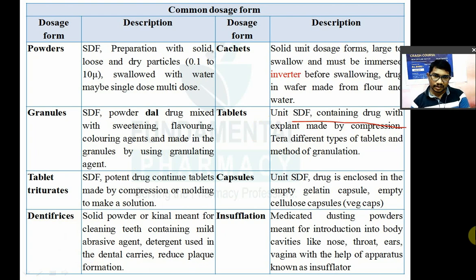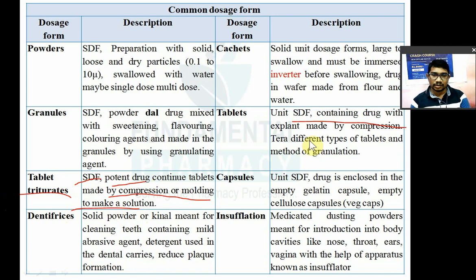Now next one is a capsule. Next one is a tablet triturate. You should know this. What is this? It is again a solid dosage form. A tablet containing a potent drug, made by compression or molding to make a solution, is known as a tablet triturate.